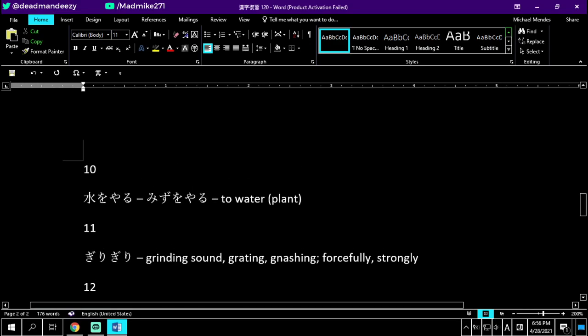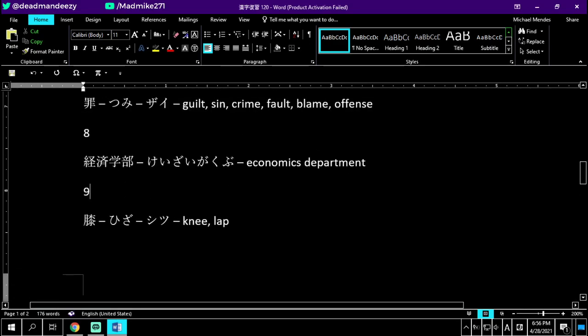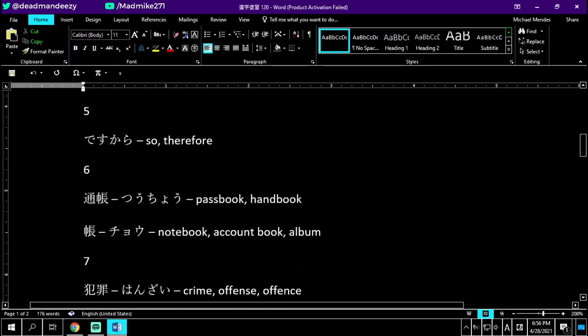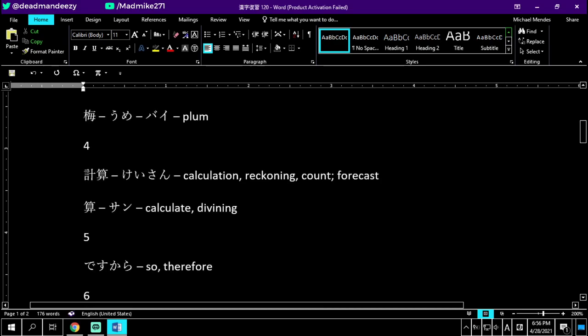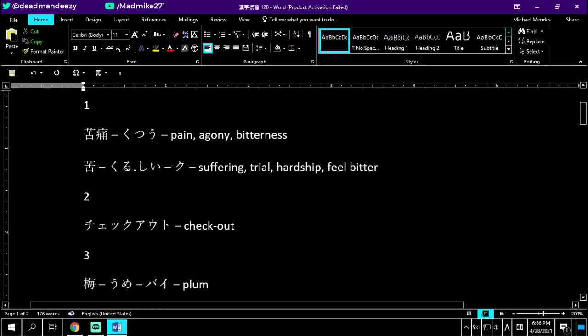Nomi hodai. Giri giri. Mizu o yaru. Hiza or shitsu. Keizai gakubu. Hanzai. Tsucho. Desu kara. Keisan. Ume. Check out. Kutsu is pain, agony, or bitterness.